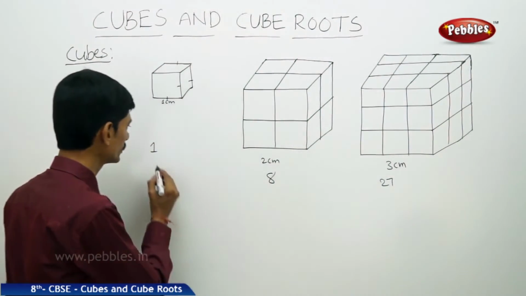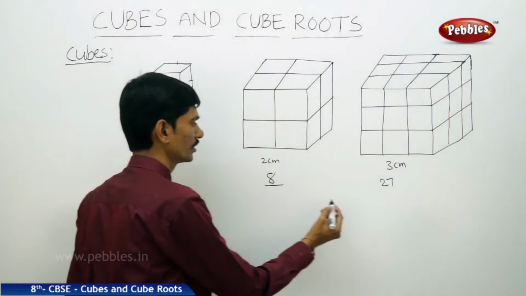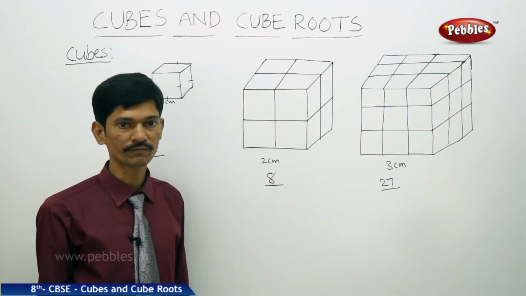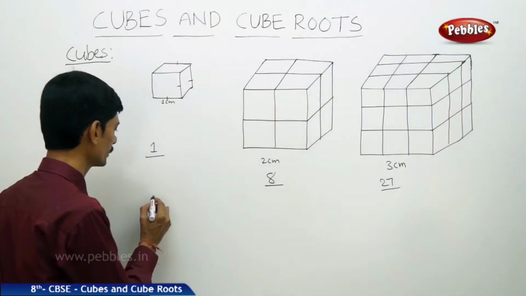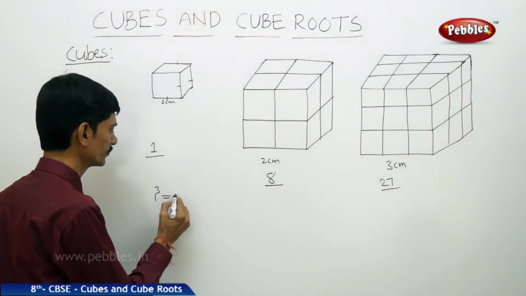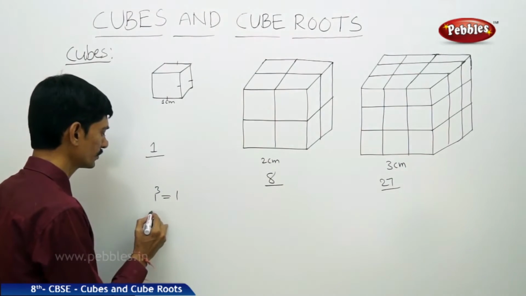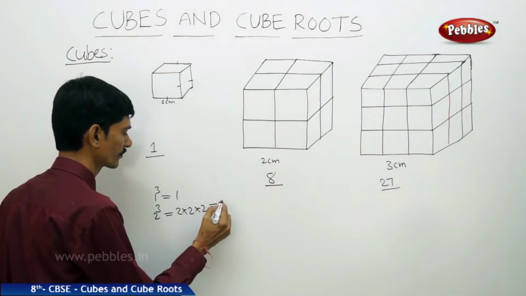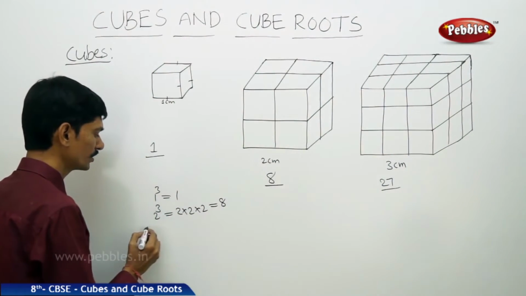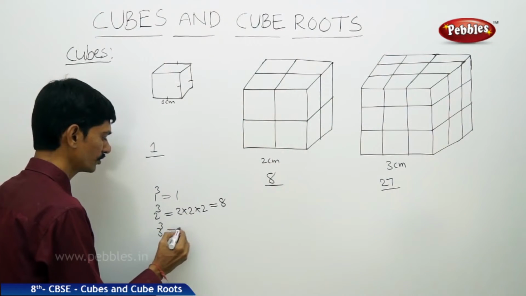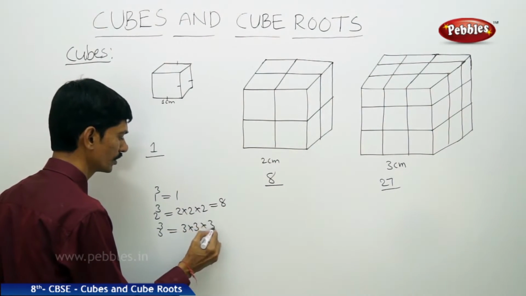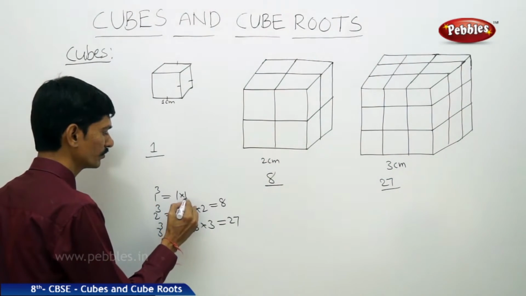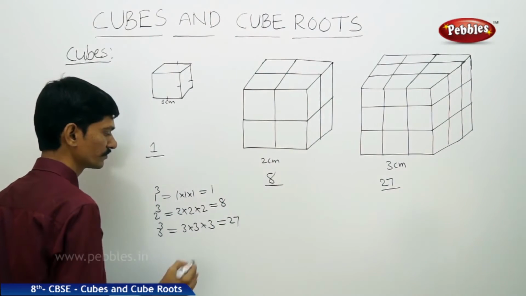Now if you observe all these numbers 1, 8, 27, what are these numbers? These are the cubes of natural numbers. Here 1 can be written as 1 cube, which equals 1, and 8 can be written as 2 cube, which equals 2 into 2 into 2. Next 27 can be written as 3 cube, which equals 3 into 3 into 3, which equals 27. Here 1 cube you can also write as 1 into 1 into 1, which equals 1.